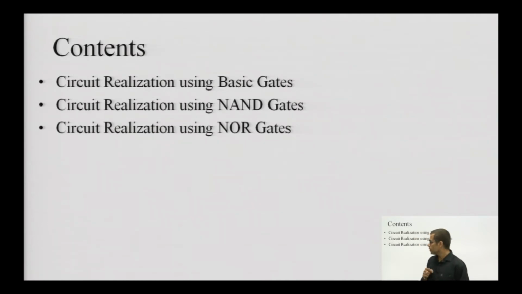There are three ways by which this can be done in form of gates. From the scope of unit 1, these are the three methods. As we proceed to unit 2, we will see that there are other methods as well to realize circuits, or any expression can be realized with the help of specialized circuits like multiplexers and demultiplexers, but that will be seen in unit 2. So, from the scope of unit 1, these are the three methods: circuit realization using basic gates, NAND gates and NOR gates.